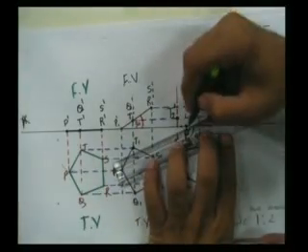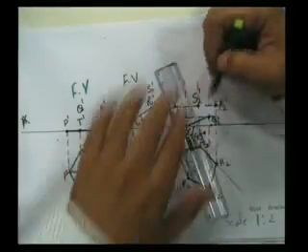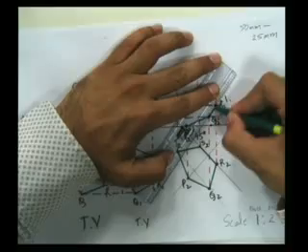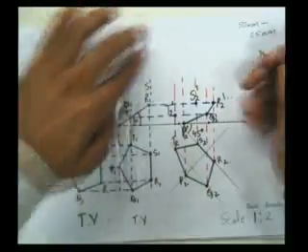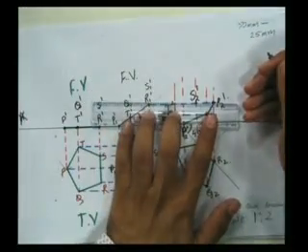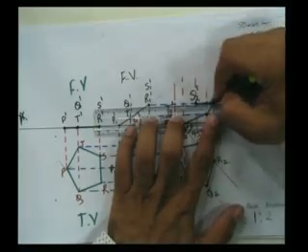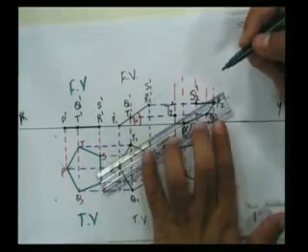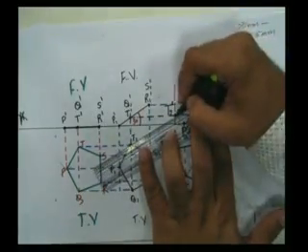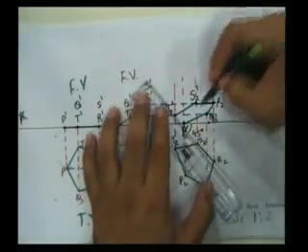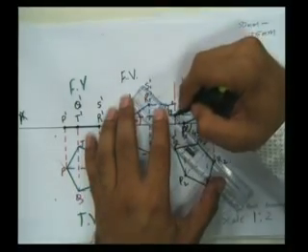I'll join P to Q first, then Q to R. The next is R to S. Next is T to S, and then finally this.